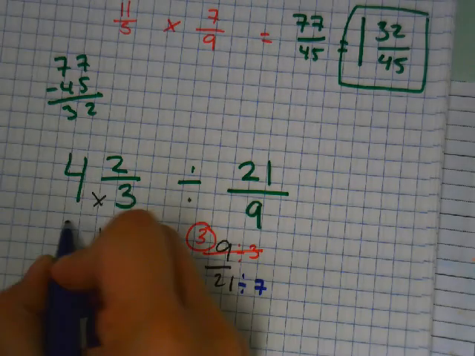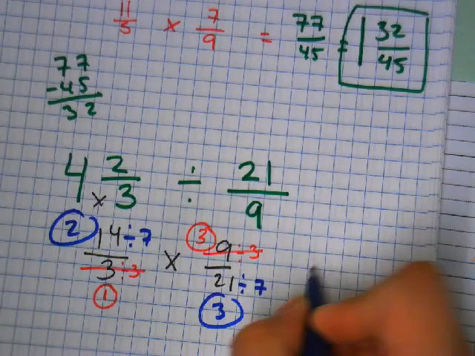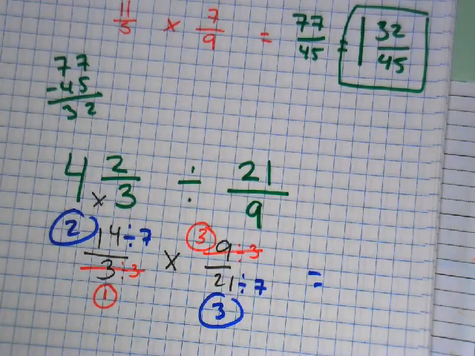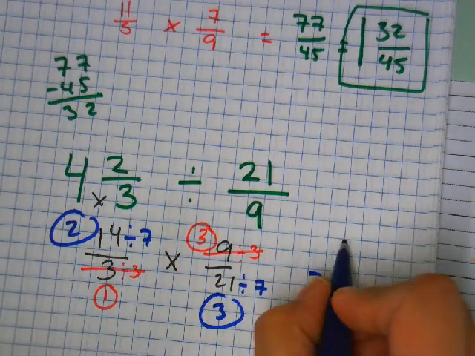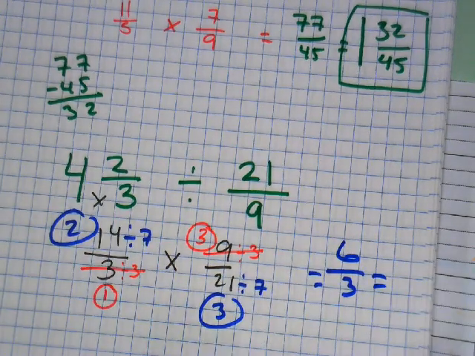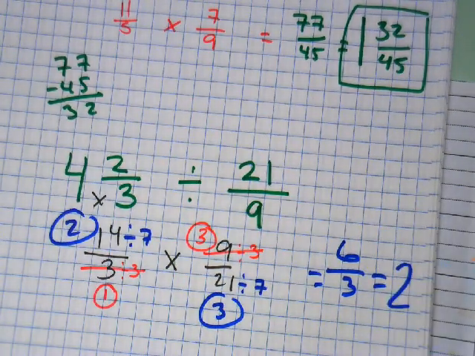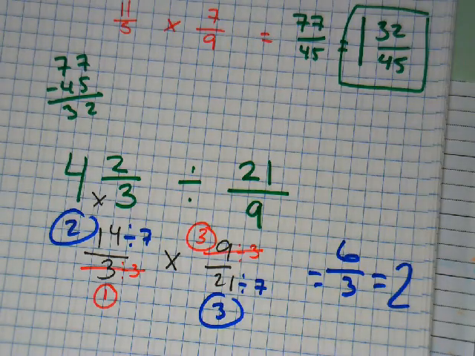This is 2. This is 3. So what's our first final answer? 6 over 3, which is equal to 2. Just 2. I love it. It looks really hard, but it's really not. It looks like a lot of work, but it's really, really not a lot of work, right?